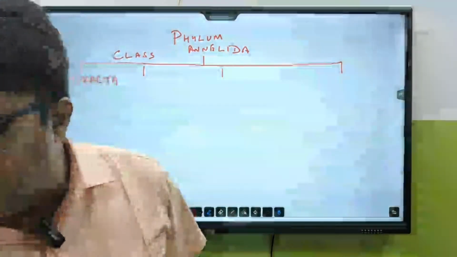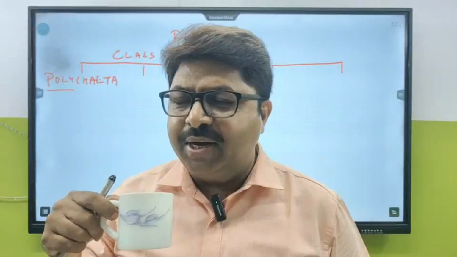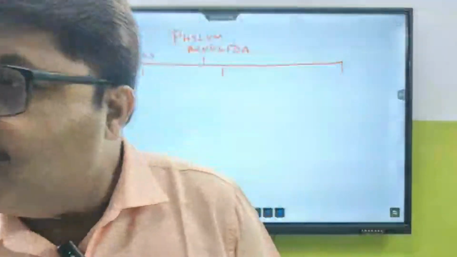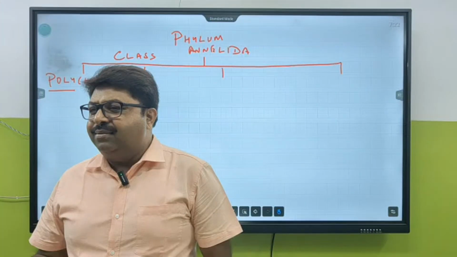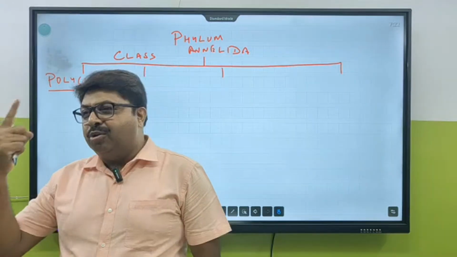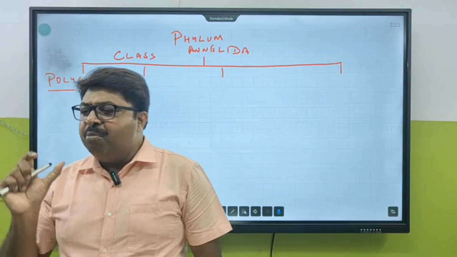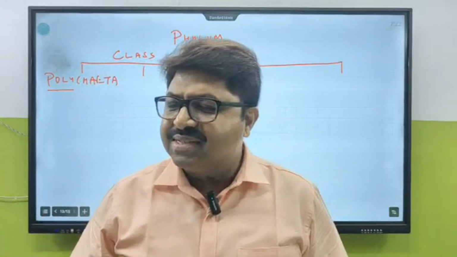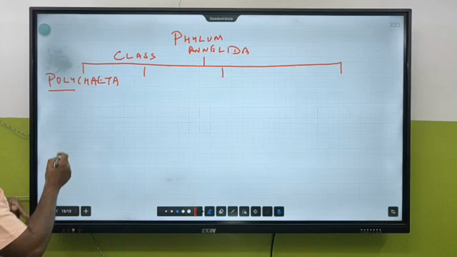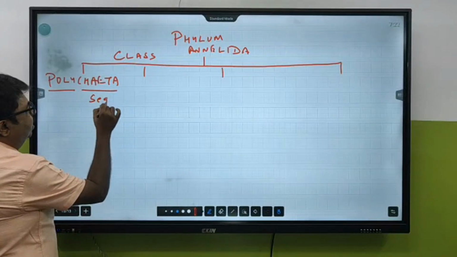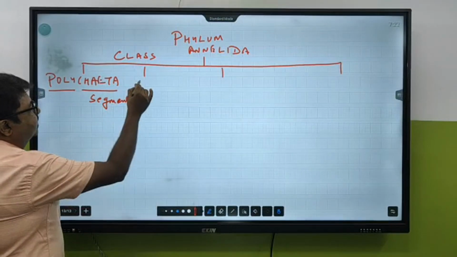Poly means more than 2? Then I could say oligo. Mono means single, oligo means few, more than 1, it can range up to 10. Oligosaccharide. Monosaccharide, single sugar, glucose. Clear? Poly means more than 10. So Polychaeta. What does chaeta mean? Setae.